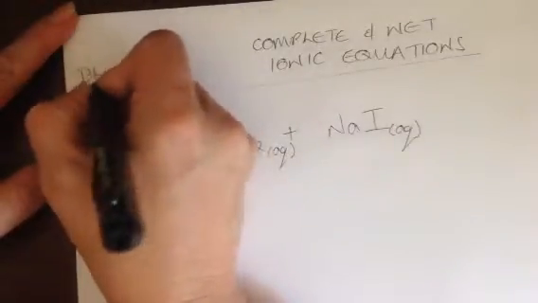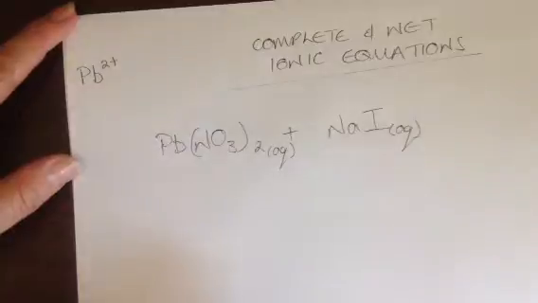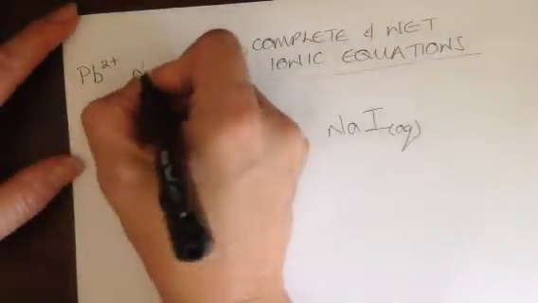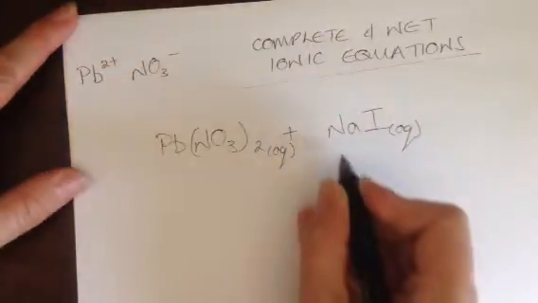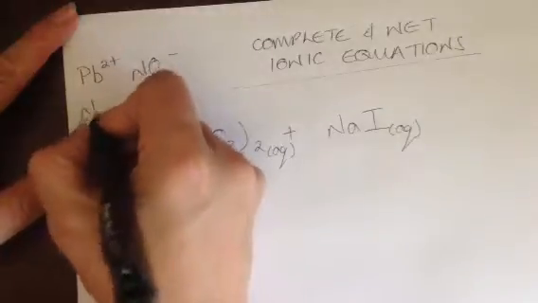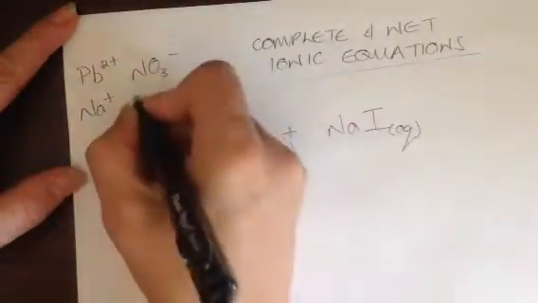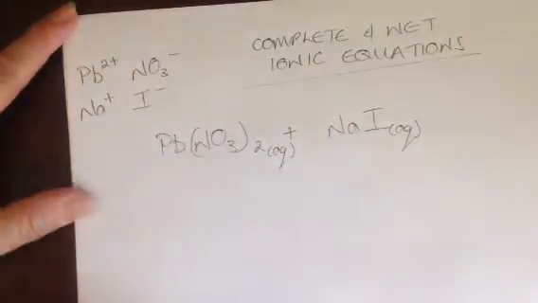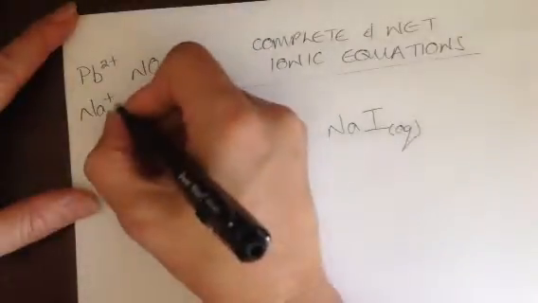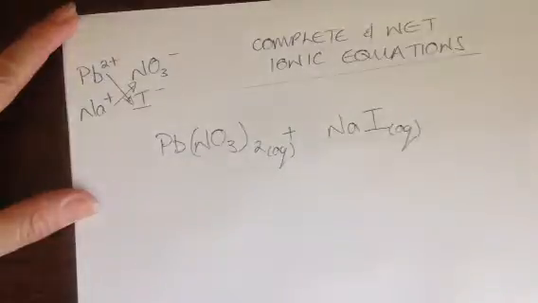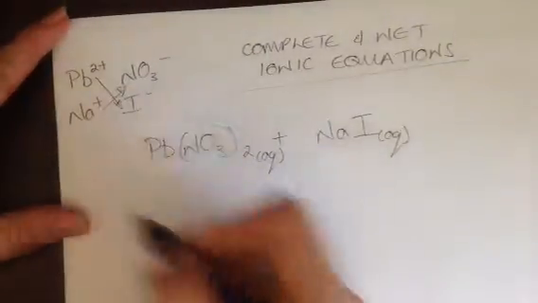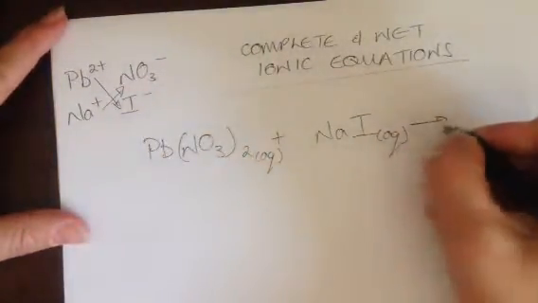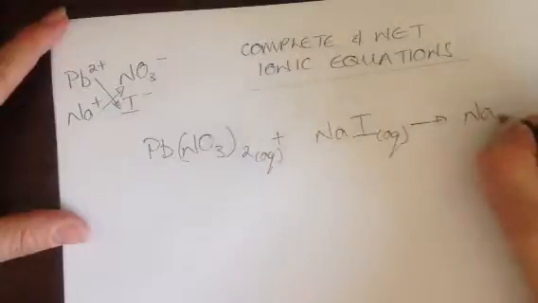So this is lead 2, so it's 2 plus. Nitrate is 1 minus. Sodium is 1 plus. And iodide is 1 minus. We have them swap partners, so the sodium will go with the nitrate and the lead 2 will go with the iodide. So Na plus and NO3 minus becomes just NaNO3.